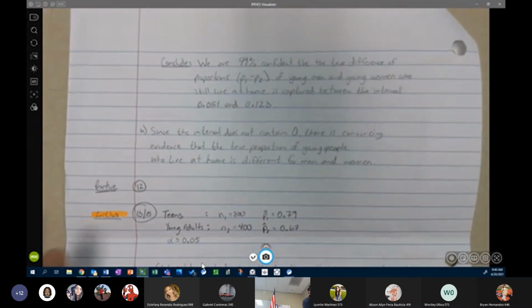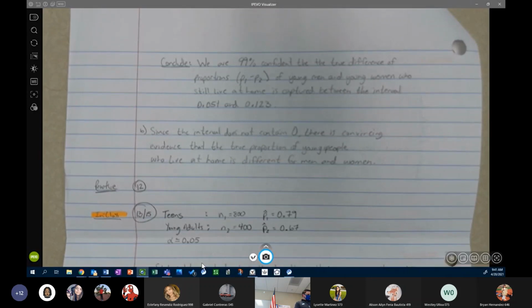And then that leads us to our conclusion. We are 99% confident that the true difference of proportions P1 minus P2 of young men and young women who still live at home is captured between the interval 0.051 and 0.123. And again, that conclusion needs to tie it into the context. You can't just say this is the interval.